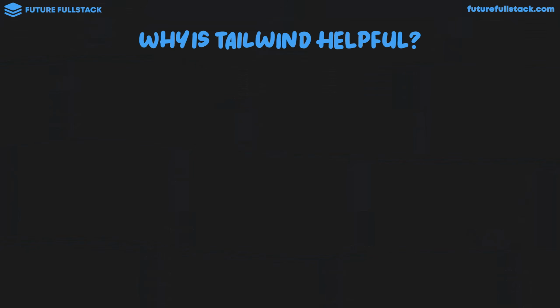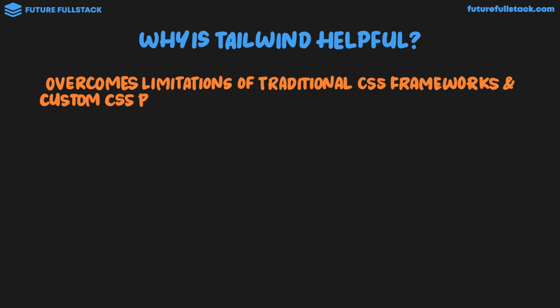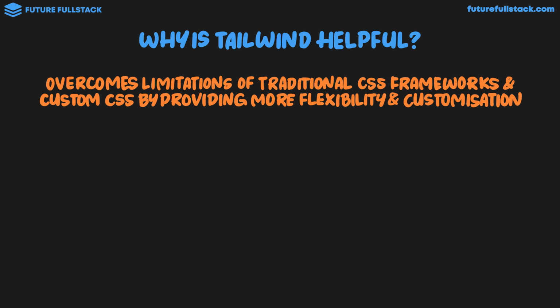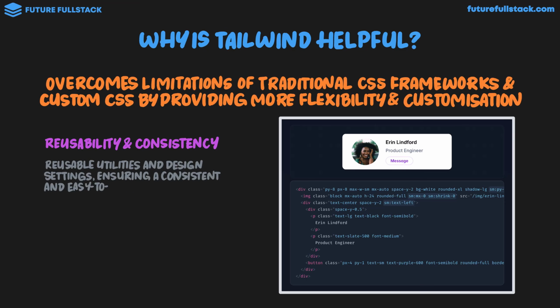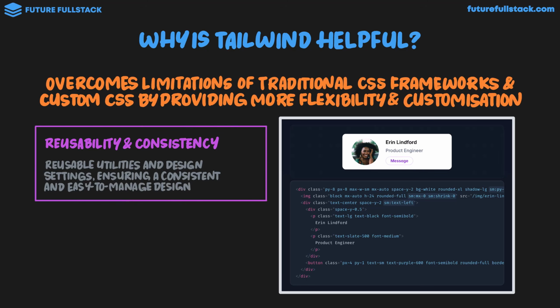So why is Tailwind helpful? Tailwind overcomes limitations of traditional CSS frameworks and custom CSS by providing more flexibility and customization. Looking at an example component written in Tailwind, I want to look at 4 reasons why Tailwind is helpful. The first is reusability and consistency. Reusable utilities and design settings ensure a consistent and easy to manage design. So for example, you can see this paragraph has a utility class text-slate-500. You can see the button has the color text-purple-600. These are inbuilt styles inside Tailwind, where these classes are reusable throughout the page and provide consistency.